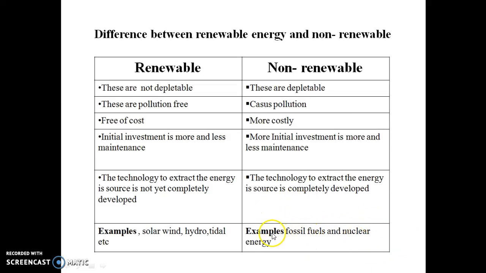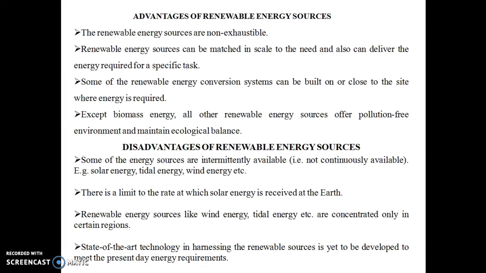In the same way, if you discuss non-renewable energy sources, the best examples are fossil fuels, coal, petroleum and petroleum products, nuclear fuels and heat traps. These are some of the examples of non-renewable energy sources. Then we discussed the advantages and the disadvantages of renewable energy sources. First, we discussed the advantages of renewable energy sources.